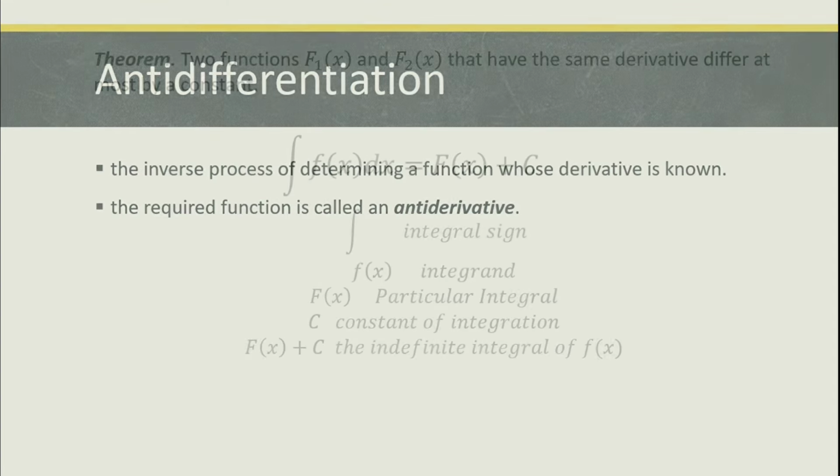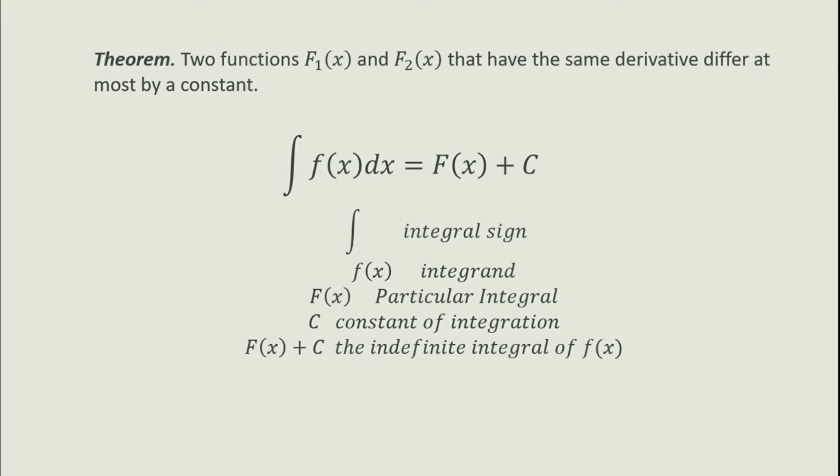So we have here the theorem: two functions f of x sub 1 and f of x sub 2 that have the same derivative differ at most by a constant. So this is the theorem that we're going to focus on. So for example, if we're going to take an example for this part, okay, like this.